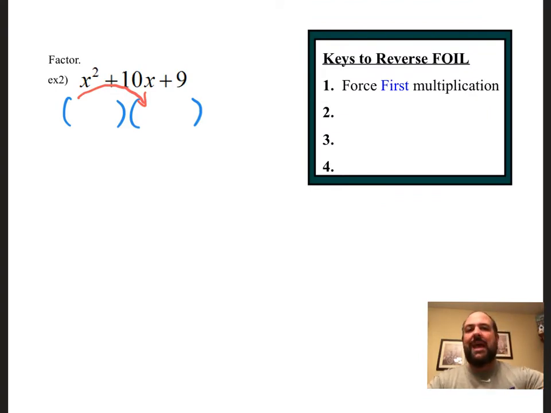That means that multiplication should equal x squared. Well, the easiest way to split that up, let's make it x times x. So there's our first step.